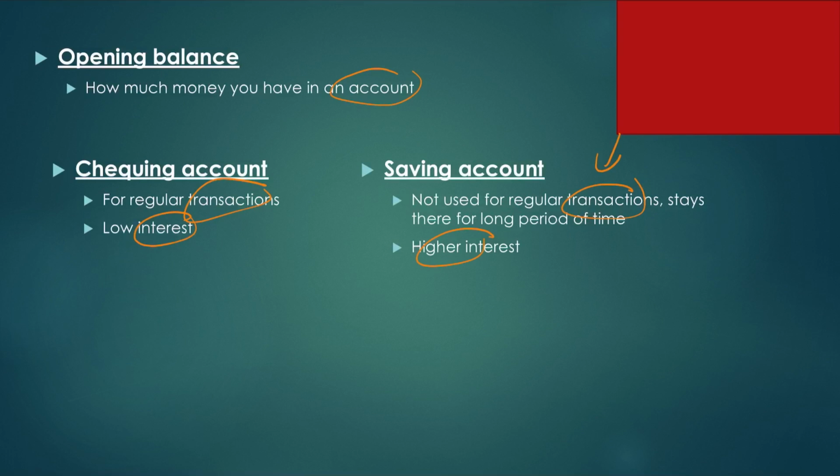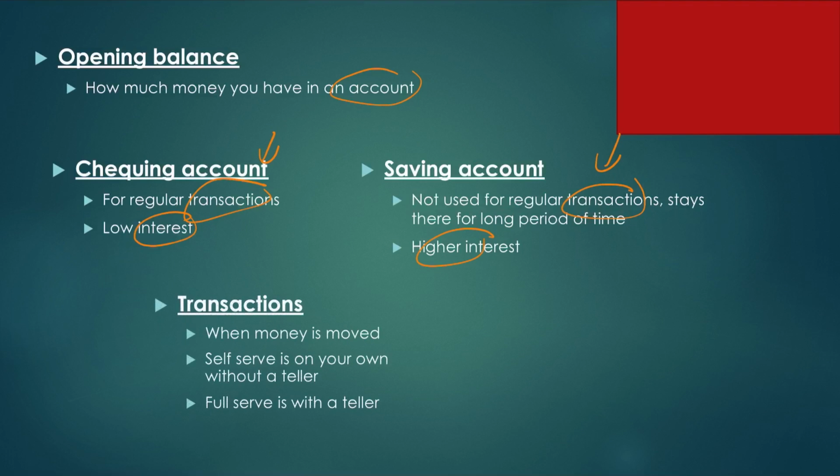We're going to start first with transactions. So let's take a look here. Transactions are when money is basically moved. Anytime money is moving, it's called a transaction. There could be a self-serve transaction, which is when you do this on your own. You're spending money at a store, or paying a bill or something like that, and it does not require a teller. Full serve is when you do require a teller, so you're making a transaction at the bank.